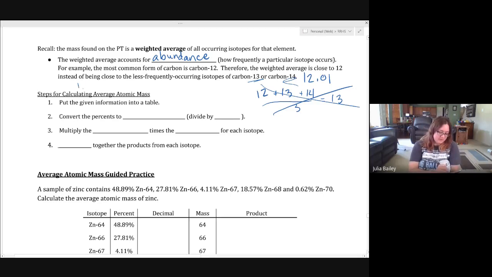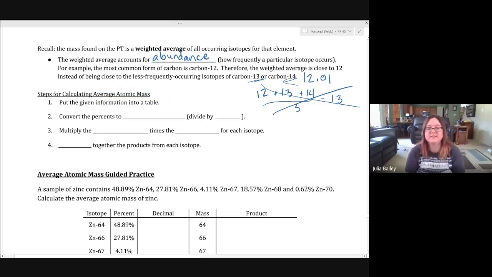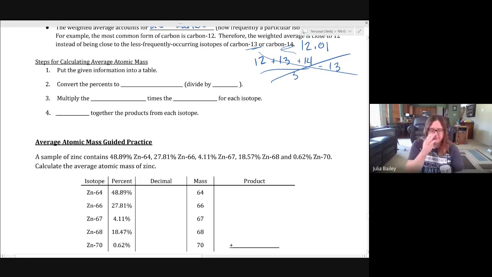You're adding up all of the 12s, plus 13 plus 14, and then you're dividing by how many of all of those there are. I just wrote an arbitrary number of 12s, but that's going to be much closer to 12.01 because we have way more 12s. In reality, it's not like six 12s and a 13 and a 14. It's like 99% 12s and less than 1% 13 and 14 each. But you get the idea.